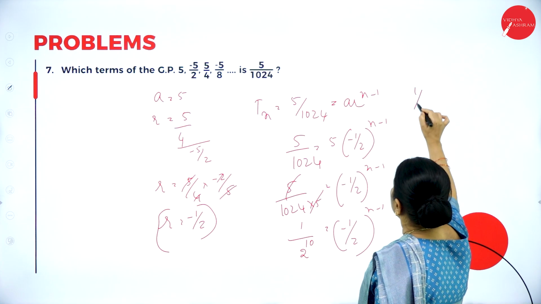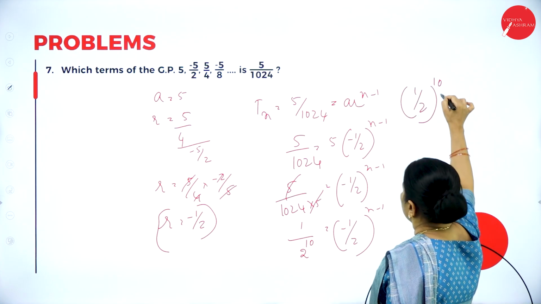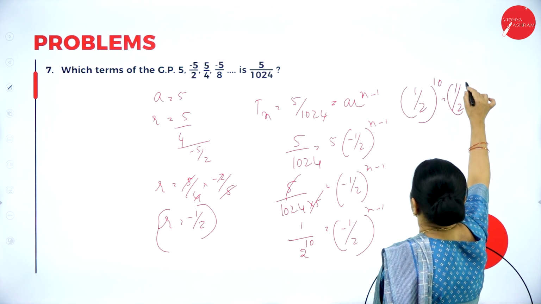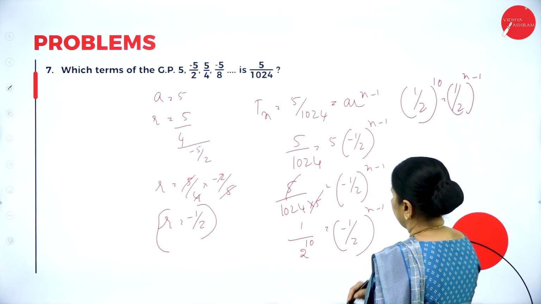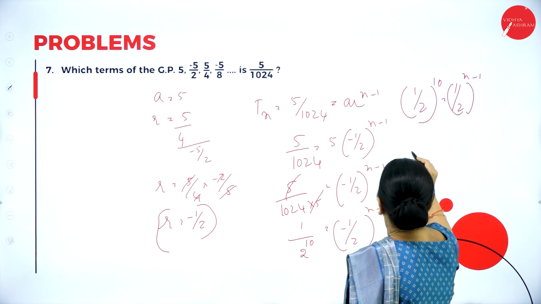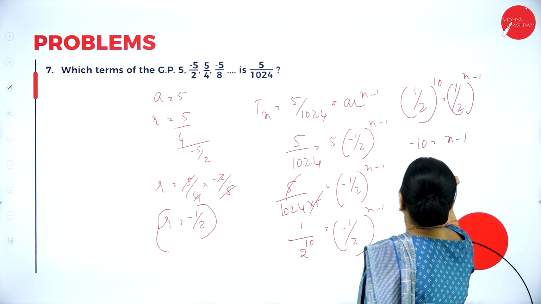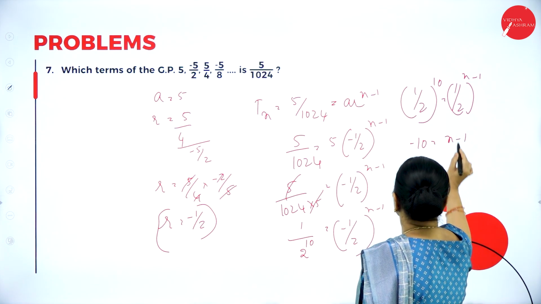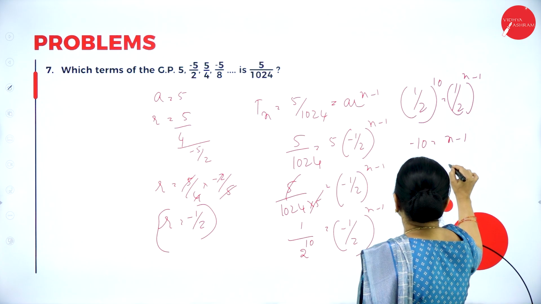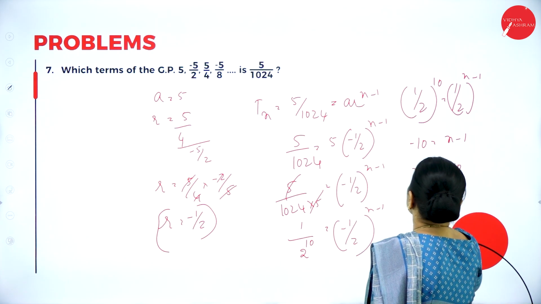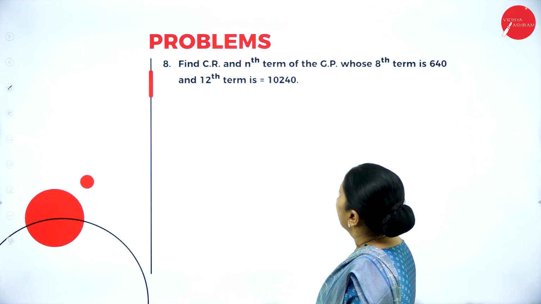Or I can write it as half to the power of 10 equals half to the power of n minus 1. Or 10 equals n minus 1. N equals 1 plus 10, n equals 11 is the answer.